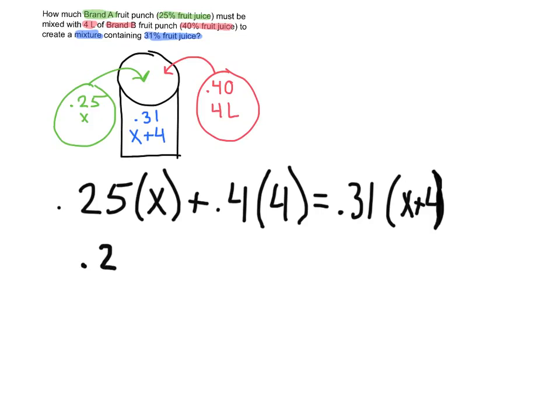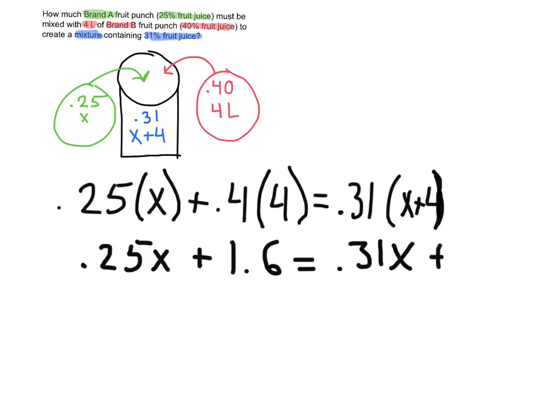0.25 times X is equal to 0.25X plus 0.4 times 4, that is equal to 1.6. Then for this next part, we can use the distributive property and get 0.31x plus 0.31 times 4 is equal to 1.24. From this point on, we want to get all our x's onto one side by combining like terms.